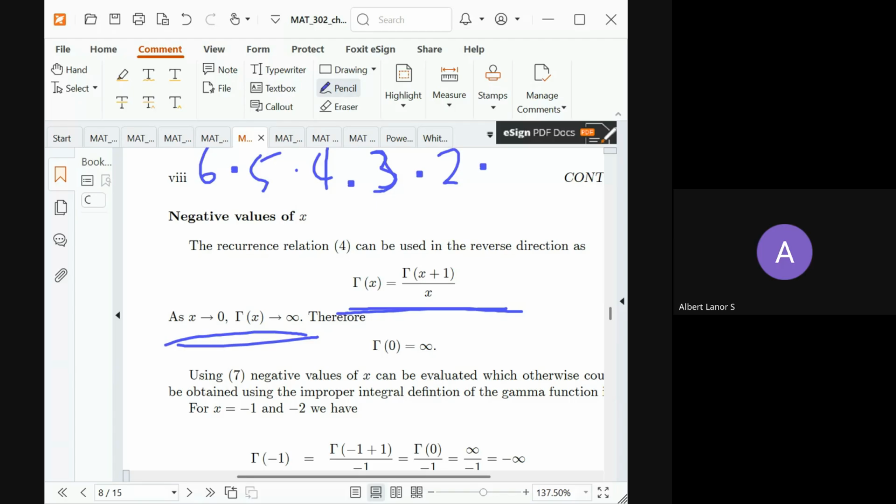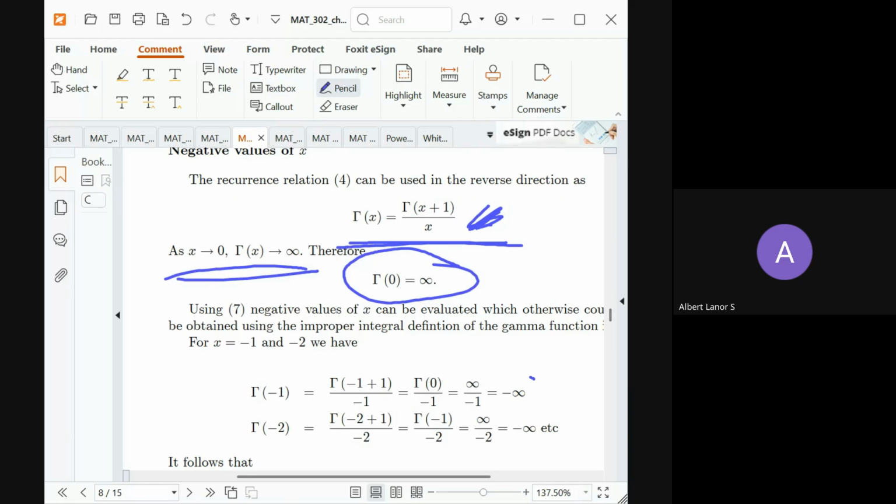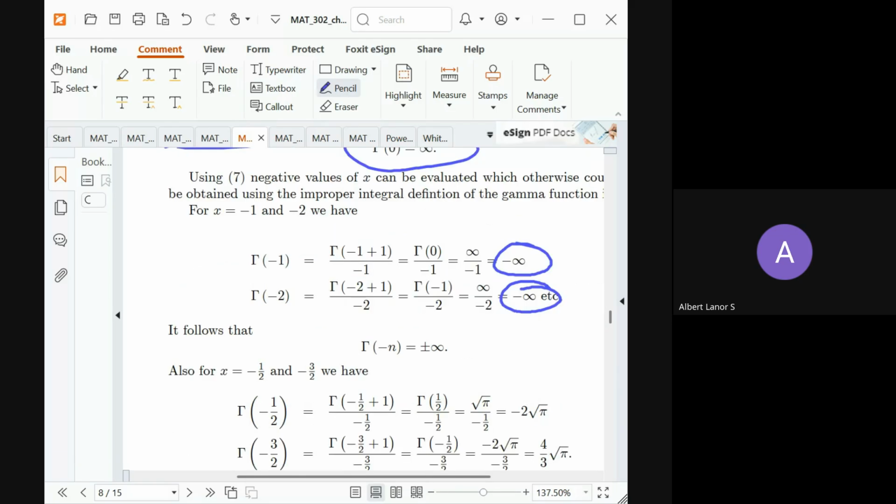So from this statement, you know that as x goes to 0, gamma of 1 goes to 0, which means that gamma of 0 is infinite. And that would also help us to get that gamma of negative 1 is infinite. Gamma of negative 2 is infinite. It follows that for all the negative integers, gamma is either positive infinity or negative infinity, but whichever way, it is infinite. But it is not so for the halves.